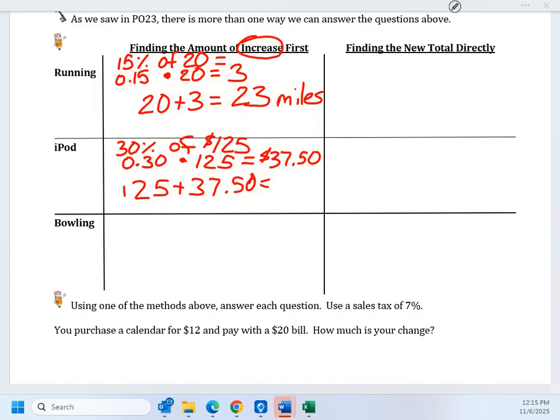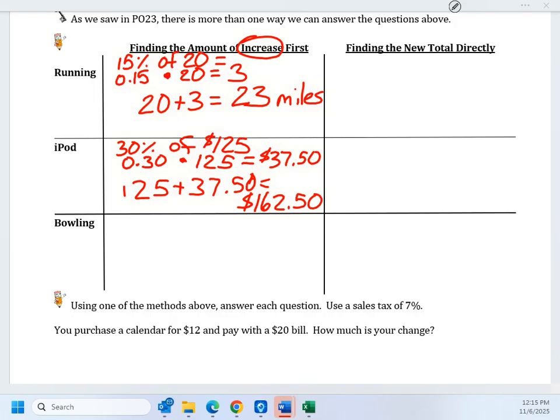What is 125 plus 37.50? Clara? 162 and 50 cents. So I'm going to charge $162.50, and I'll make a 30% profit.